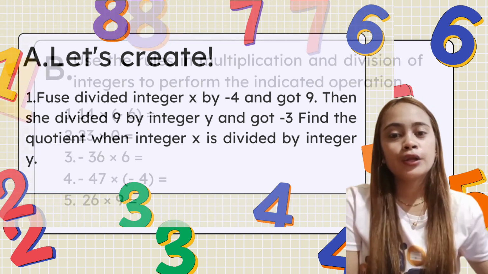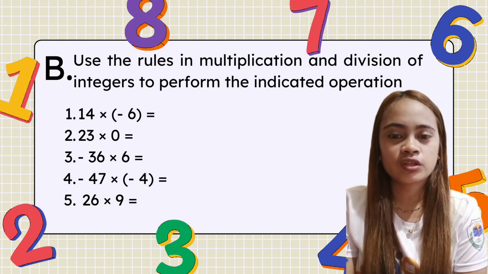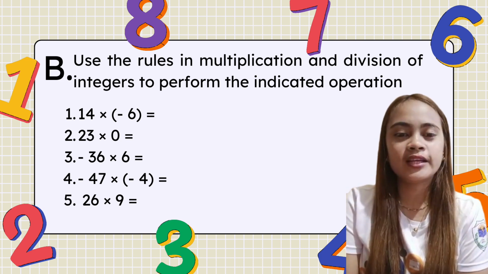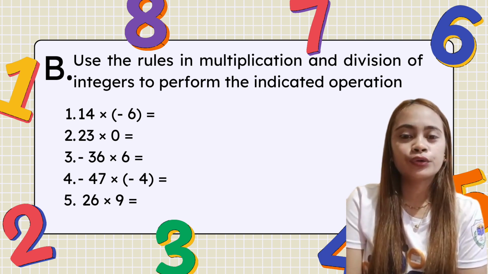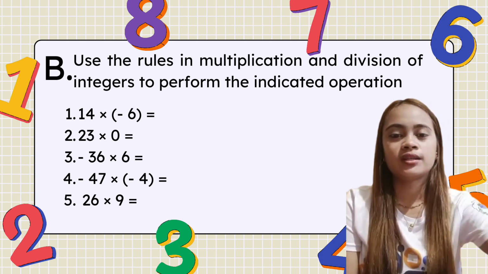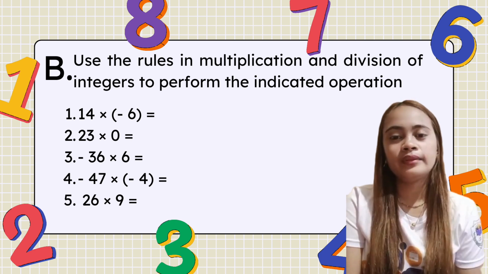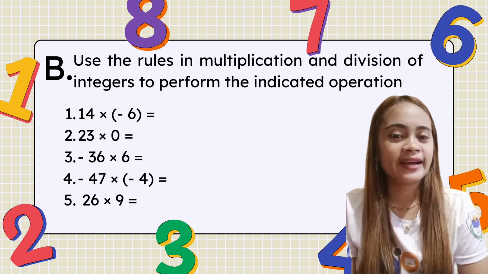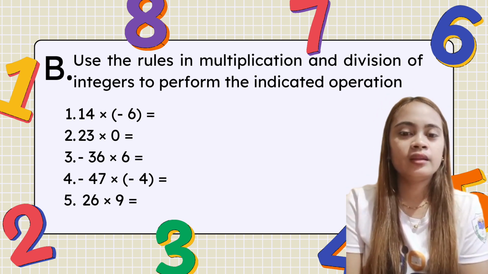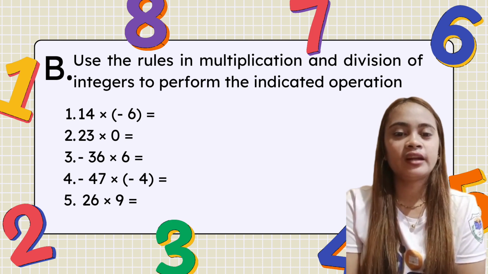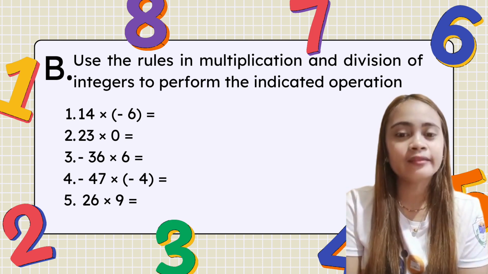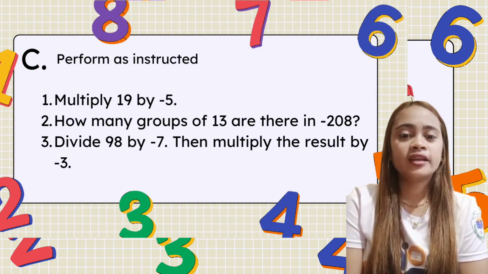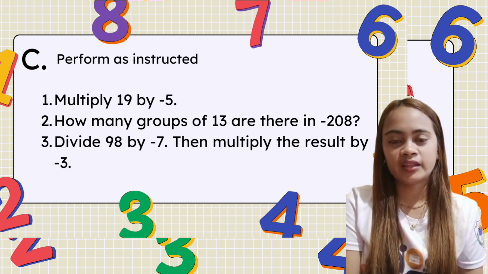Next is, use the rules in multiplication and division of integers to perform the indicated operation. Di ba, dinescribe ko na kanina yung rules in multiplication and division of integers. So, next, perform as instructed. Number 1, multiply 19 by negative 5. Number 2, how many groups of 13 are there in negative 208? And lastly, divide 98 by negative 7, then multiply the result by negative 3.